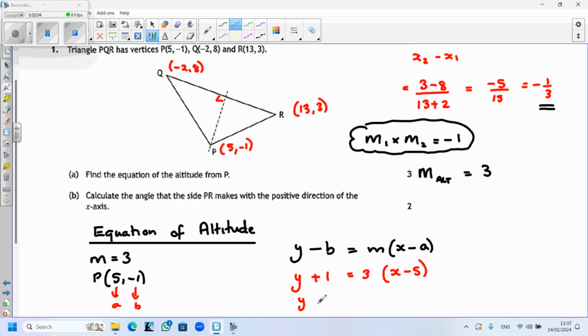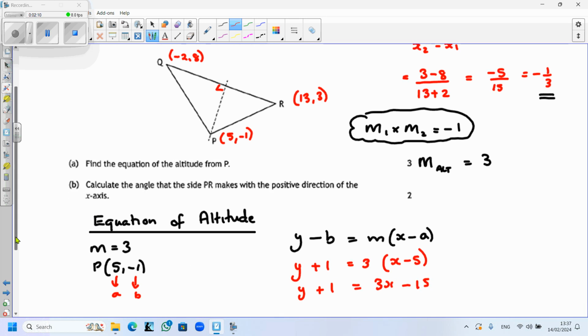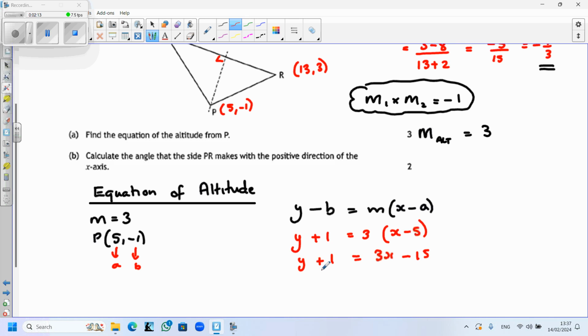We'll multiply the bracket out, so y plus 1 is equal to 3x's minus 15. And to finish it off, I do not want that plus 1 there, so I want to undo it. So I'll take 1 away from both sides, so y is equal to 3x's minus 15, take away another 1 is minus 16. Double underline your answer.